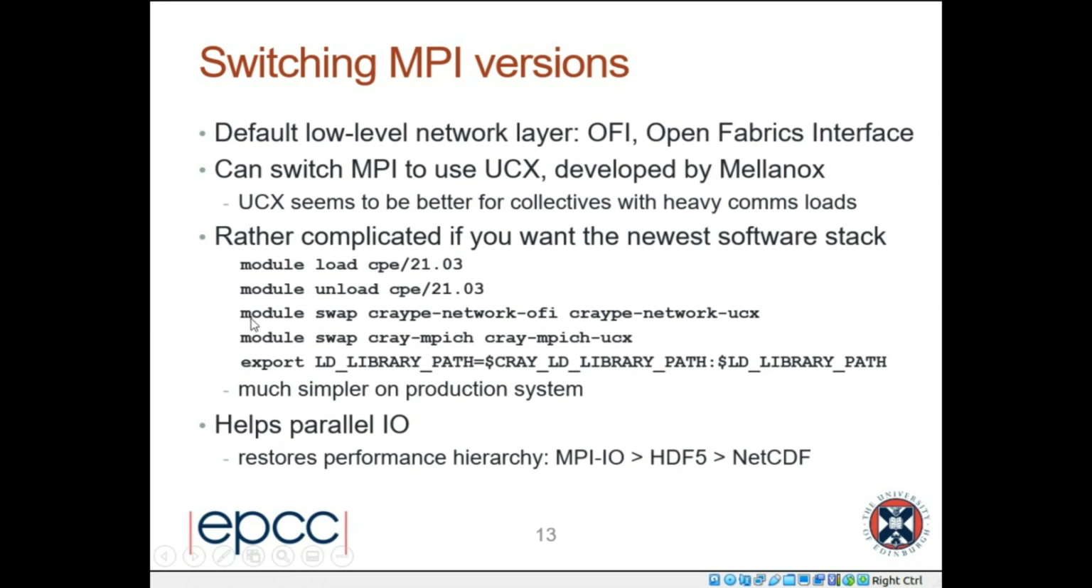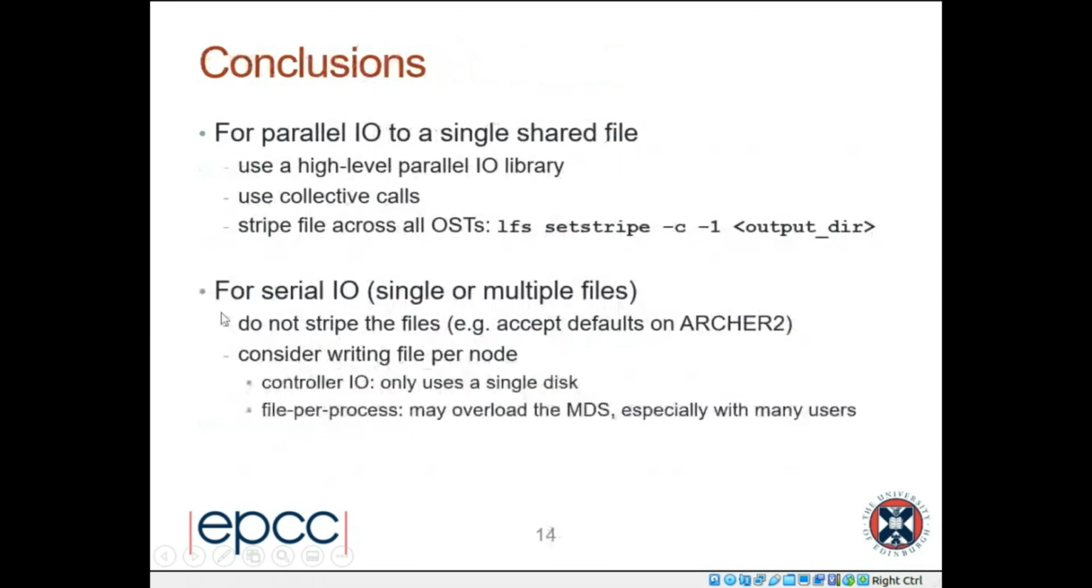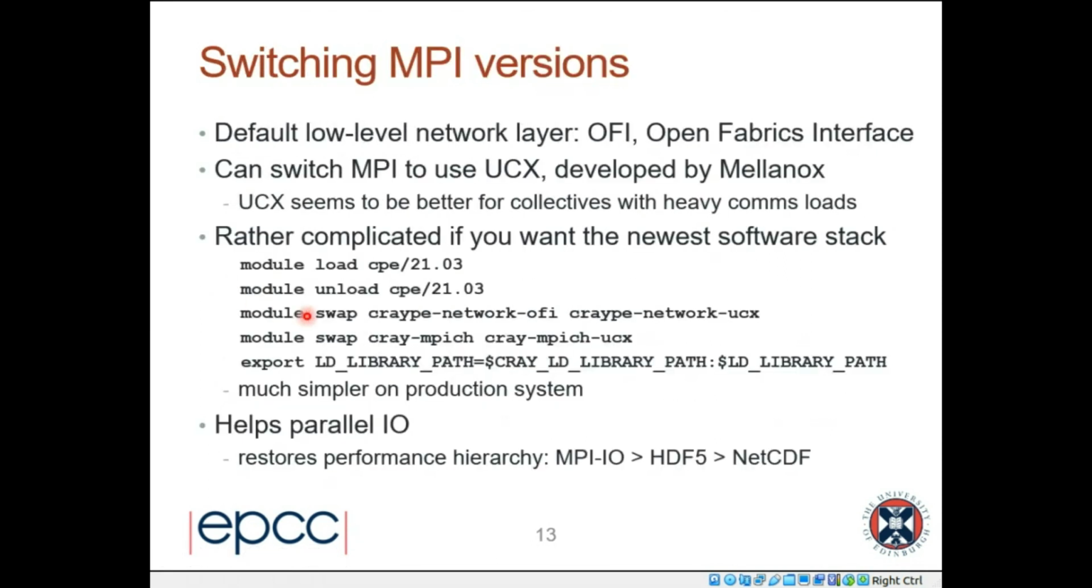On the production system, it will be much simpler. But what you fundamentally have to do is swap. You have to say, instead of using the Cray network OFI interface, use the Cray network UCX interface. And instead of using the standard Cray MPICH, you use Cray MPICH UCX. There's a bit of jiggery-pokery here due to the way modules work on the current system, which is a bit annoying, but it will be much simpler on the production system. And this helps parallel I/O, and this restores our performance hierarchy.